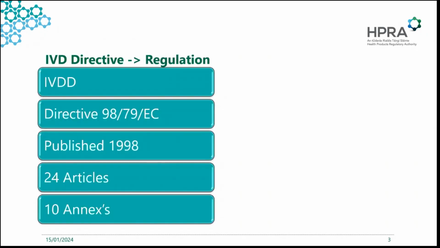But just to start with, by means of a history lesson, we're currently working with the in vitro diagnostics regulation, but before that, starting in 1998, we had the IVD directive. And the IVD directive consisted of 24 articles and 10 annexes. And because it was a directive, that had to be written into national law in every member state where it applied. When we move to the regulation, a regulation applies directly in each EU member state. So it's a bit of a different legal framework.